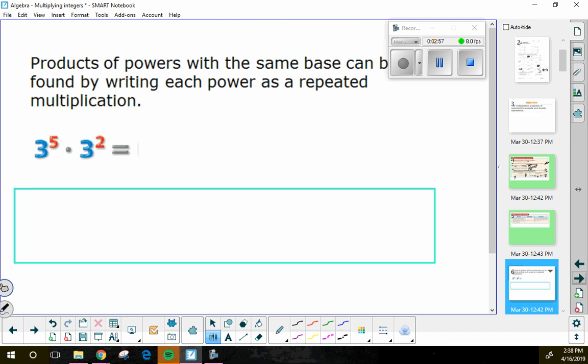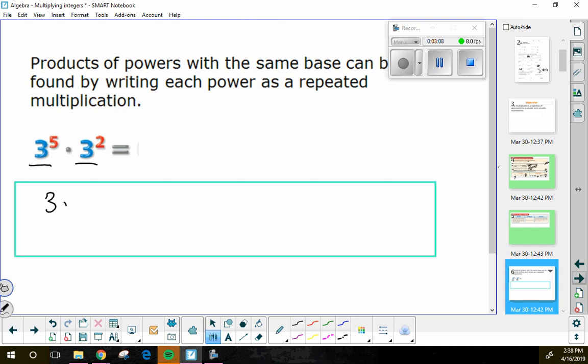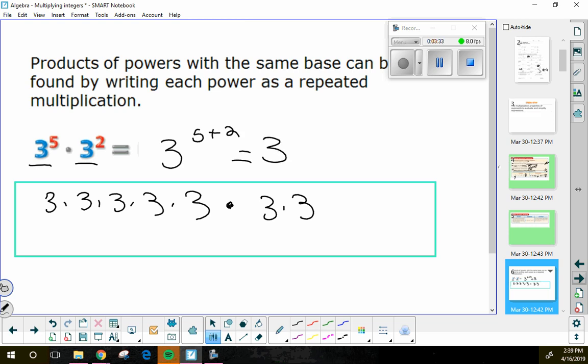If I have 3 to the 5th times 3 to the 2nd, essentially what I have is 3 times 3 times 3 times 3 times 3. Is that 5? 1, 2, 3, 4, 5. Yes. Then times 3 times 3. So when I take 3 to the 5th and multiply it by 3 to the 2nd, basically how many times am I multiplying 3? 7 times. That equals 3 to the 5 plus 2, which is 3 to the 7th.